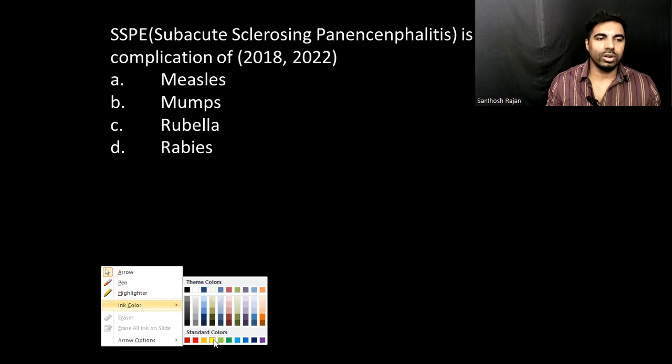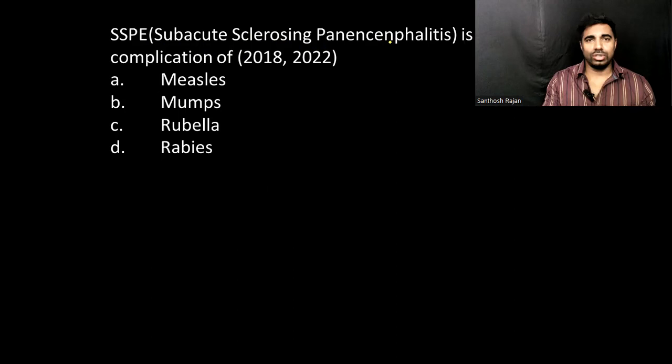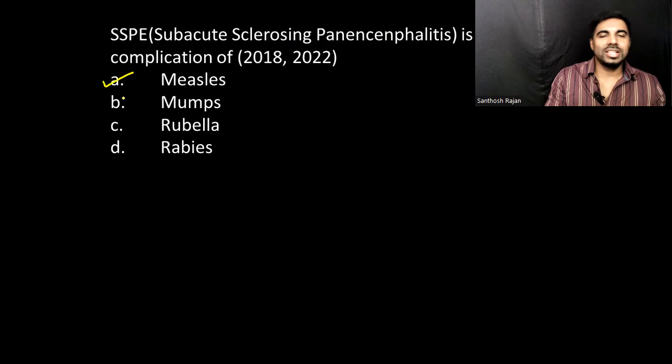So now, SSPE, subacute sclerosing panencephalitis. You must know this. These days, they're asking this frequently. I don't know why. This is basically a complication related to the brain. Brain mein sclerosis hota hai. After which infection? Measles. Okay, after measles. Measles is the right answer.